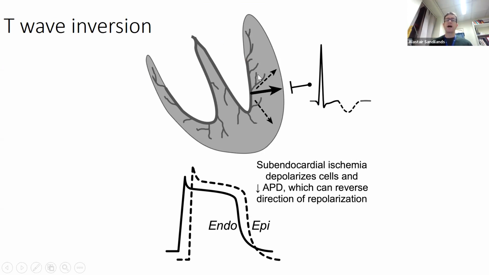Now, normally in the heart, the sub-epicardial layer will repolarize first, rather than the subendocardial layer. So if it repolarizes first, it repolarizes away from the recording lead. This is repolarization, therefore, the lead will be positive. So that's in the normal.